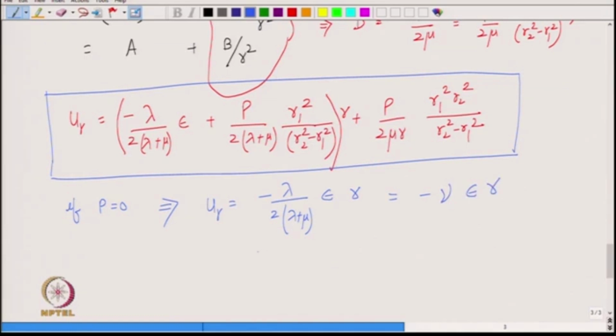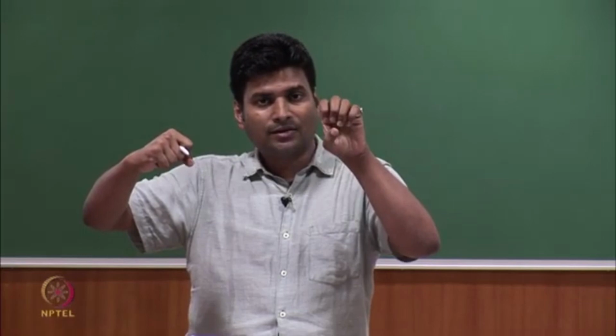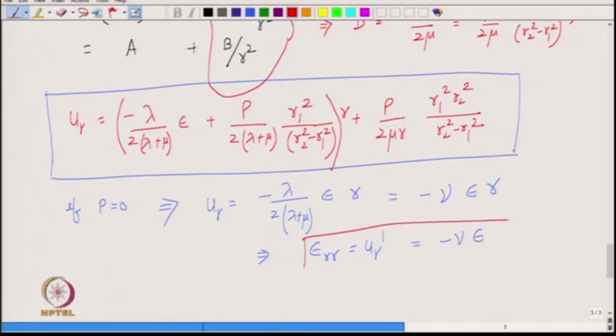So, can you now see what is epsilon r r? So, epsilon r r is simply u r prime, and that becomes minus nu into epsilon. And is not that obvious? From the Poisson's effect, when you apply axial strain epsilon, then the radial strain in the lateral direction is minus of the Poisson's ratio times epsilon, right. But of course, if pressure is also present, we have the extra terms also proportional to pressure, all right.